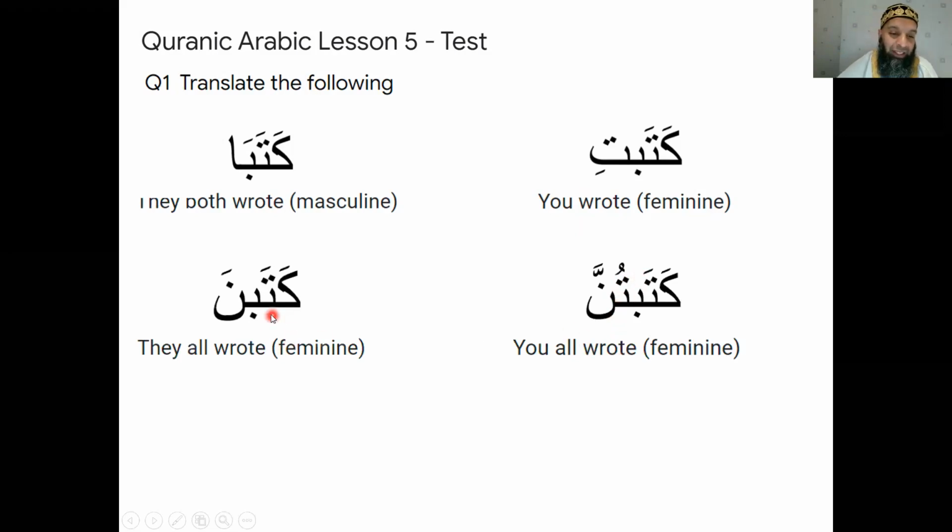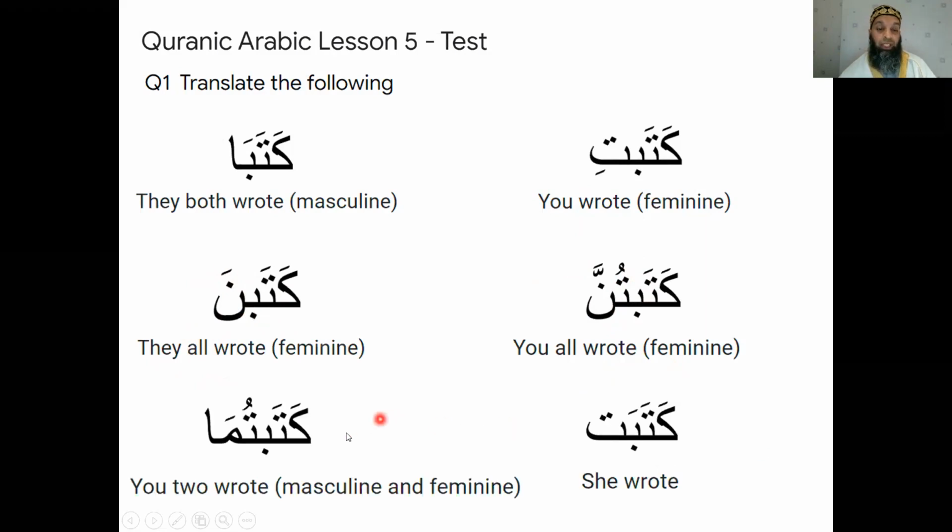Right? Katabna. Katabna is they all wrote, feminine. You all wrote, feminine. So there's like a noon of women appearing there, yeah? Noon of women. Katabtuma, you two wrote. You both wrote, and it's masculine or feminine. It's the same word for both.